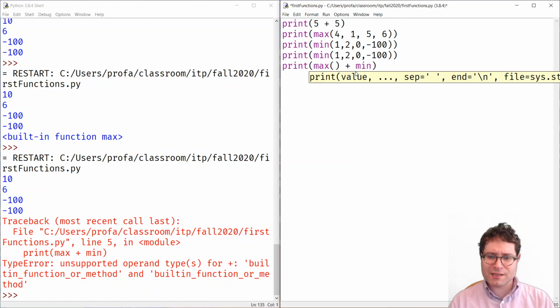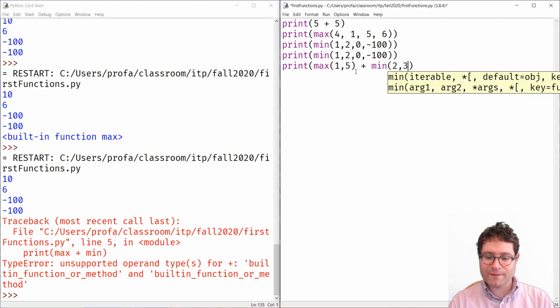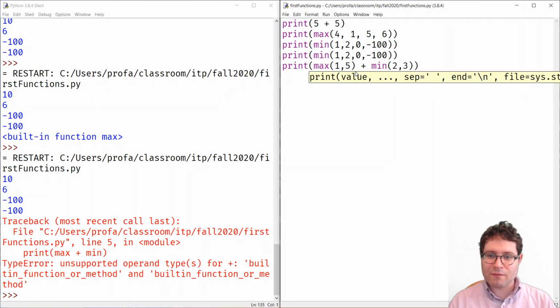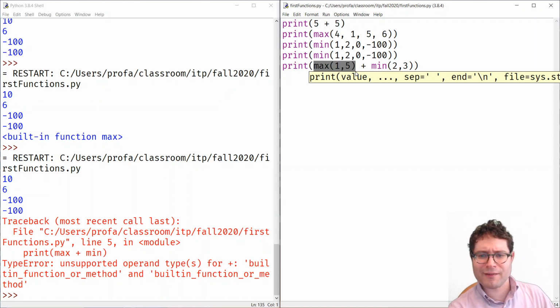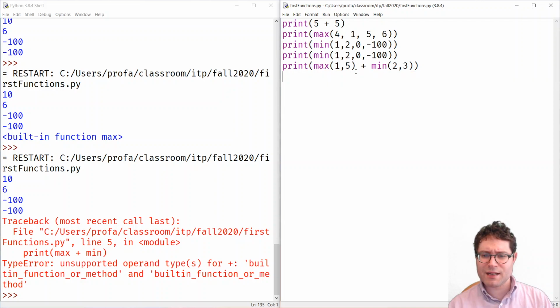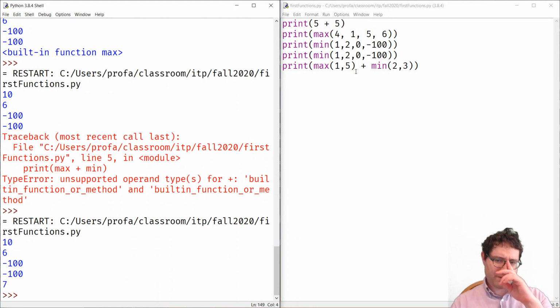So if I want to, I can say the max of 1 and 5 plus the min of 2 and 3. And by the way, order of operations still applies here. But where do the functions occur in that? Well, they're parentheses, and they get replaced by a literal value. So max of 1 and 5: what's the maximum of 1 and 5? It's 5. And what's the minimum of 2 and 3? It's 2. So 2 plus 5 is going to give us 7, and we print out that value.